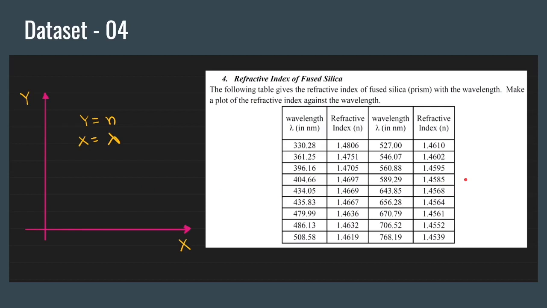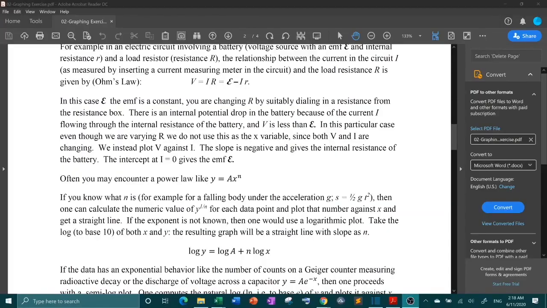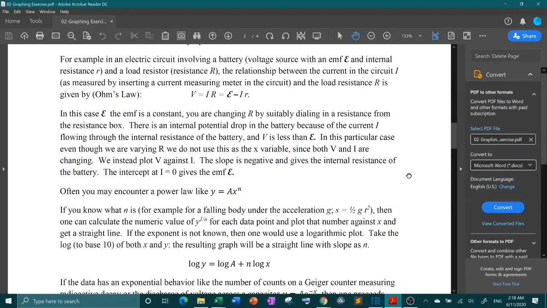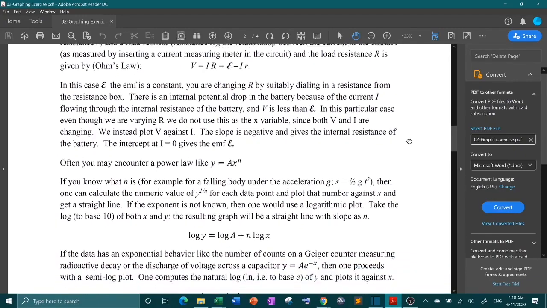So we'll stop the video here, and the next part of this video will show you a few things for plotting the data and applying a trend line. So we have gone over what we need to do in the graphing exercise. However, there are a few things in your lab manual which would be nice to go over a little bit.